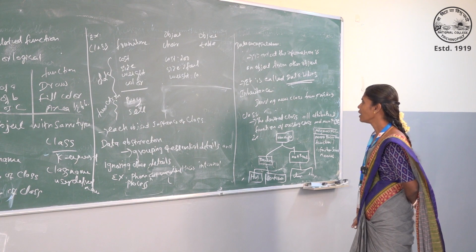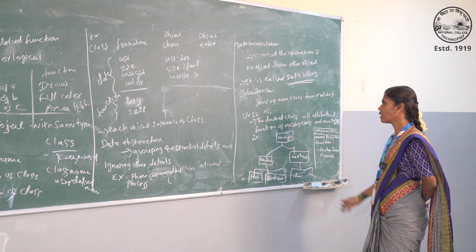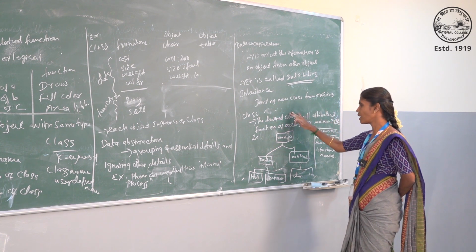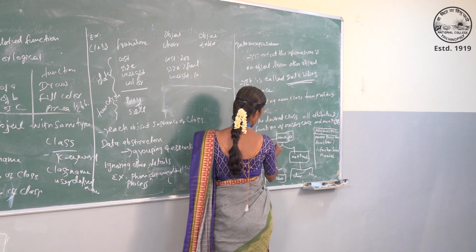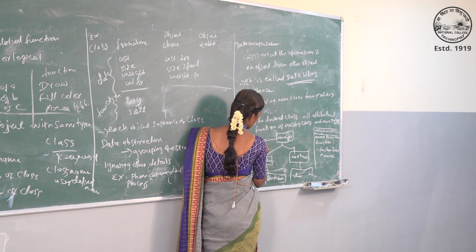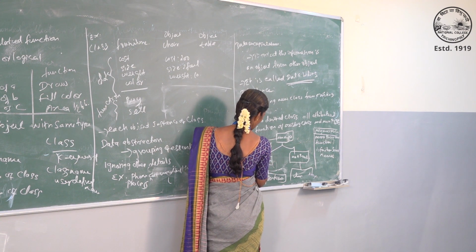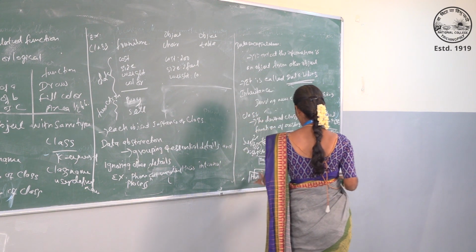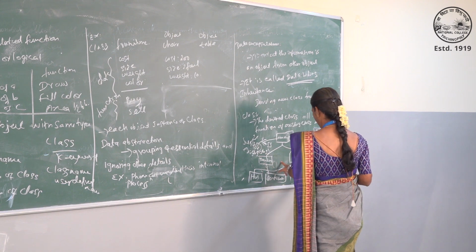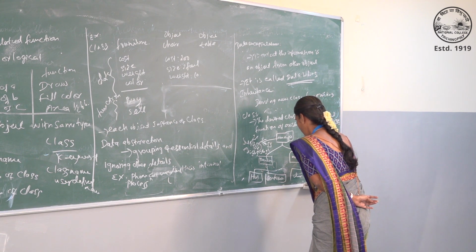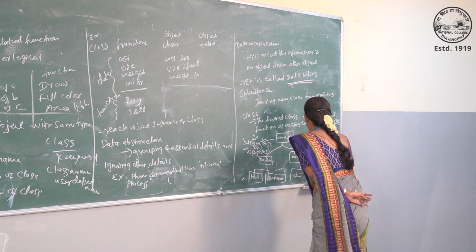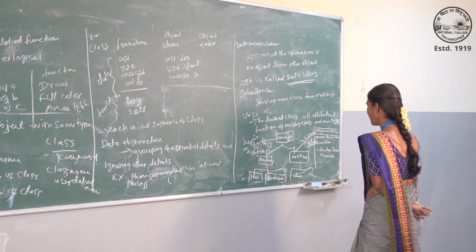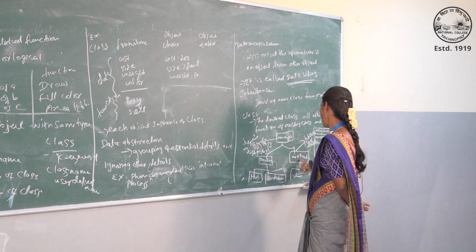Next is inheritance. Inheritance is a very important topic. Inheritance is deriving a new class from an existing class. For example, employee. Employee is a super class, or otherwise an existing class. The subclass is also called the derived class. Employee divides into teaching or non-teaching.